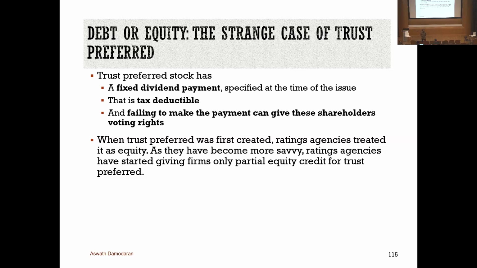And if you failed to make the fixed dividend payment, you didn't default, but the holders of the trust preferred got voting rights and essentially became common stock. Fixed dividend, tax deductible, loss of control. That looks an awful lot like debt. That looks like debt to me. And here was the final coup that the banker pulled off. He got the ratings agencies to classify it as equity.